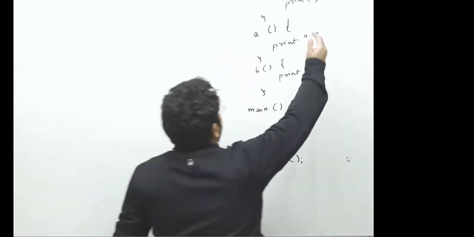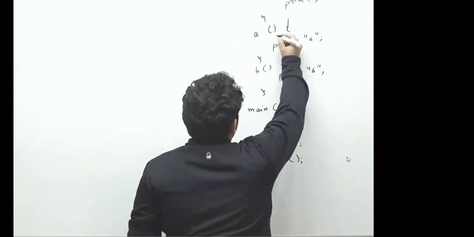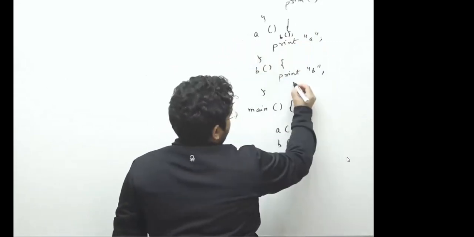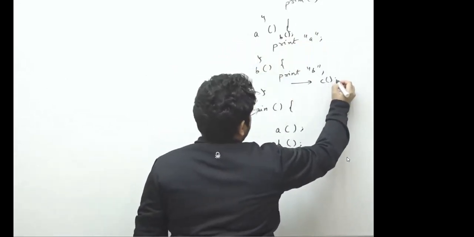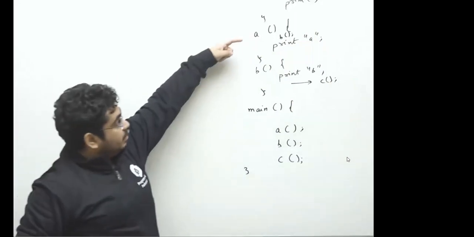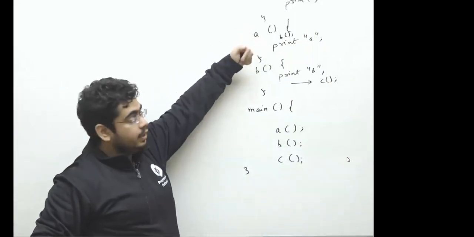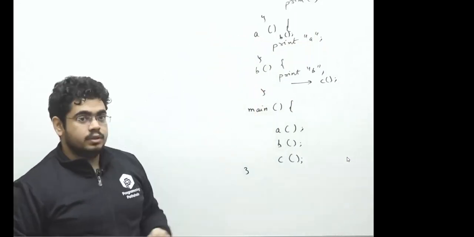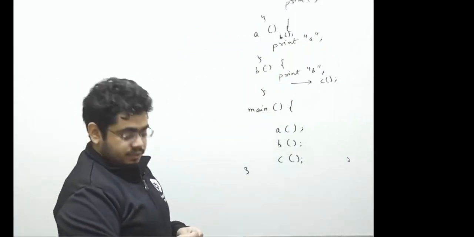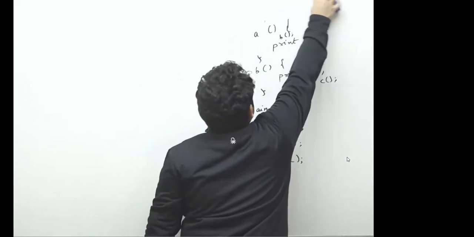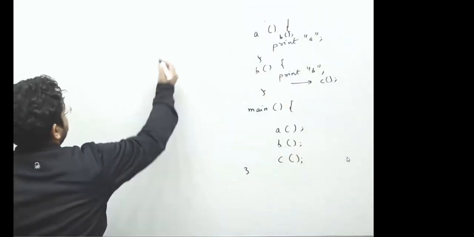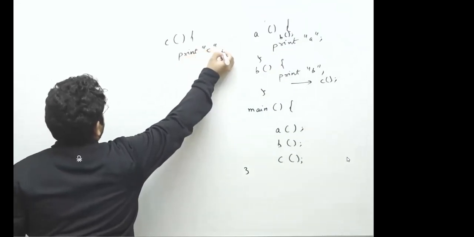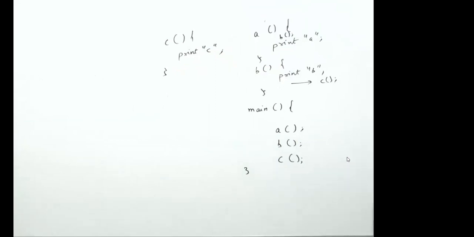Okay, so let me modify this a little bit and make it a little tricky. Now you help me out and find the answer. Here I will call another b, and here I will call c. So my a function now looks like: call b, print a. The b function looks like: print b, call c. And c is just print c. I think c is not visible, I'll just move it to the left. Simply print c, nothing more.